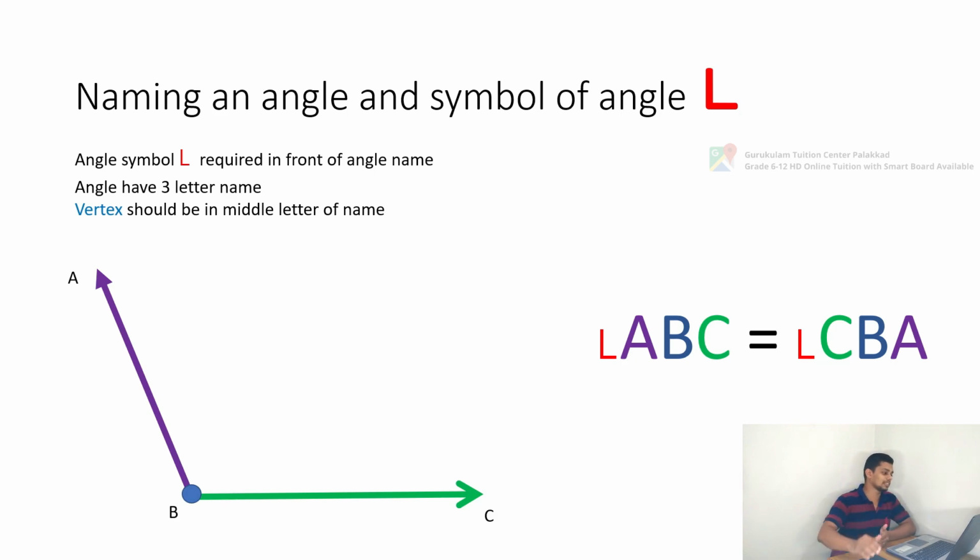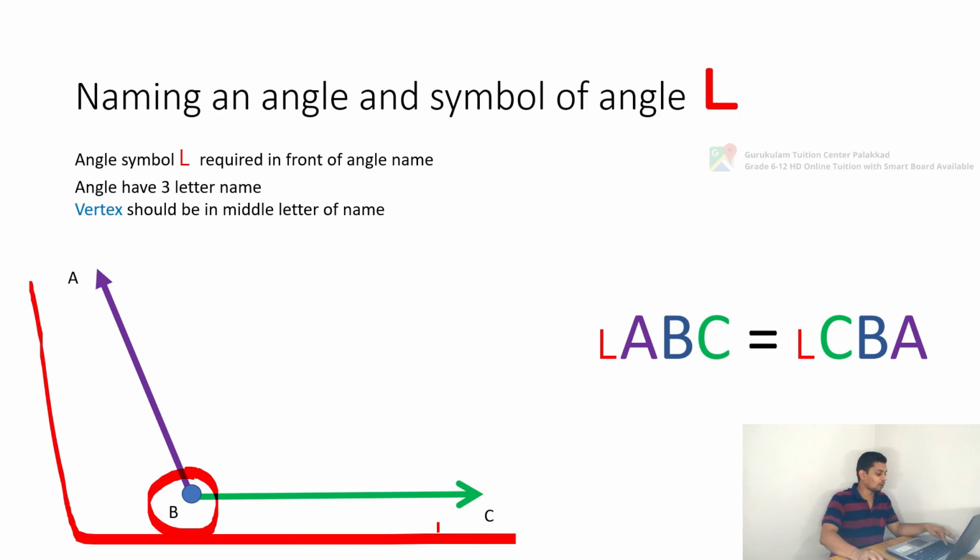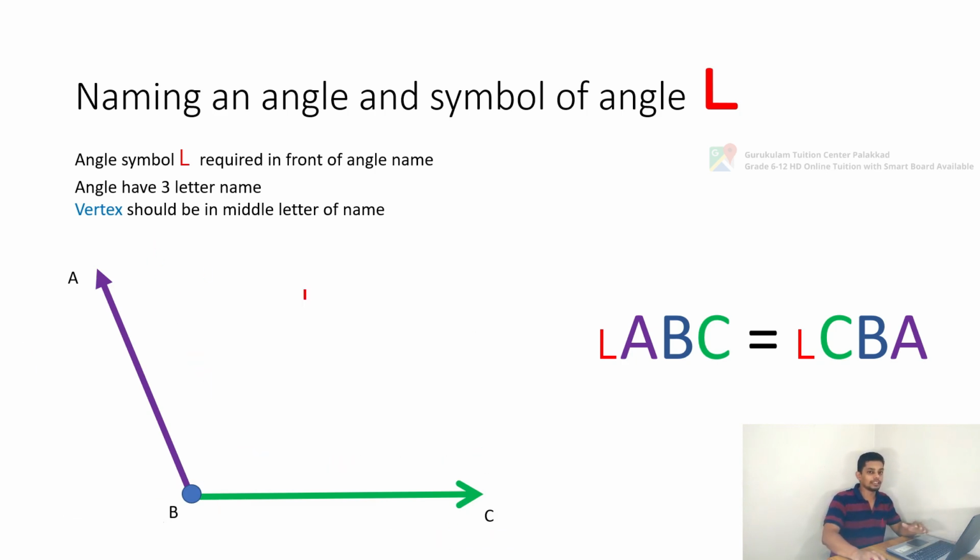Just check here, we have a figure with a ray AB and another ray BC. So the vertex is B here. We must write the name of this angle in such a way that the vertex comes in the middle. So how can we write it? Either we can write ABC, or you can write CBA. In both ways you can write this, but you have to write a symbol in front of the name. So this is the concept of writing the name for an angle.